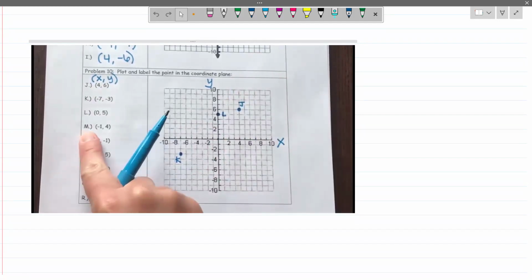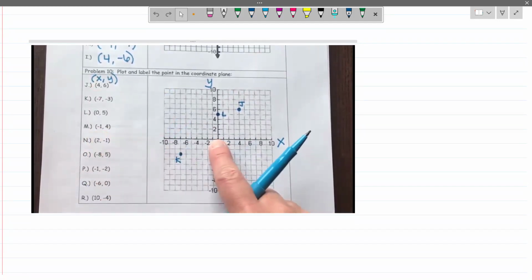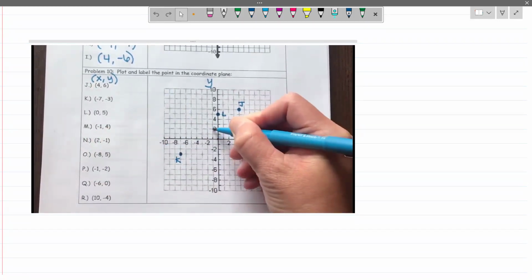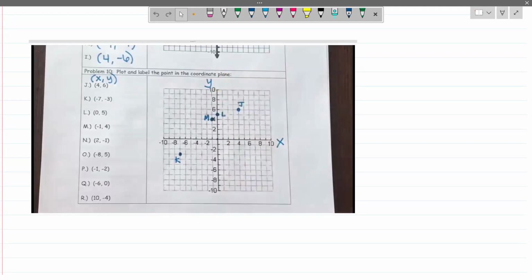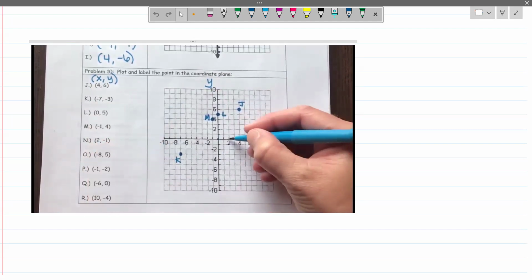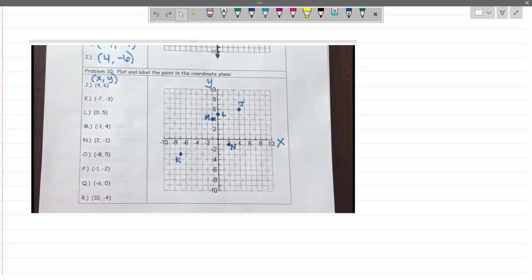My next point M, my x direction, I'm going to go left to the -1 and then up 4 units. So left 1, up 1, 2, 3, 4. And here's my point M. My next point, letter N, is 2 in the x direction. So we're going to go to the right, and -1 in the y direction. So we're going to go down. So right 2 and down 1 is N.